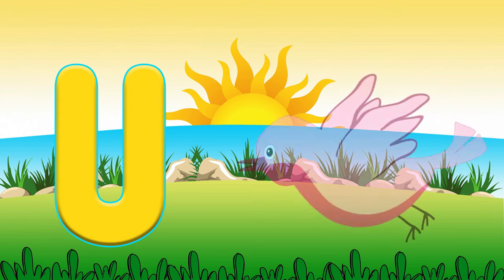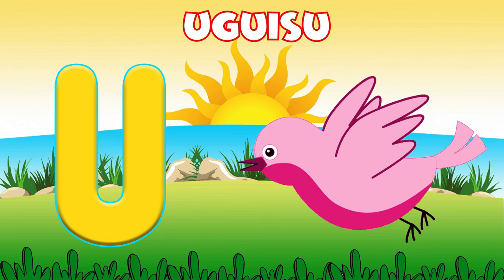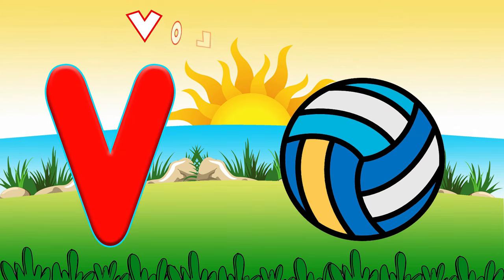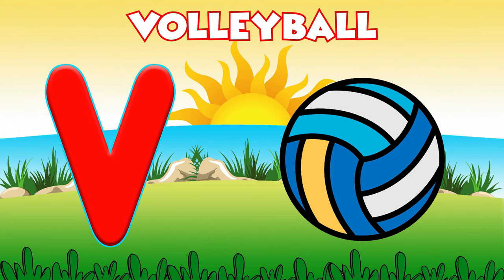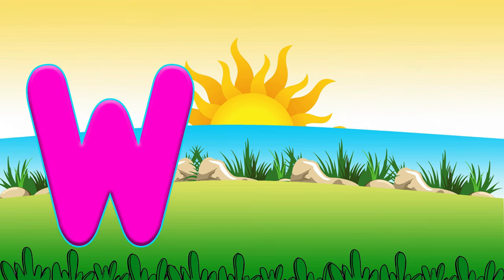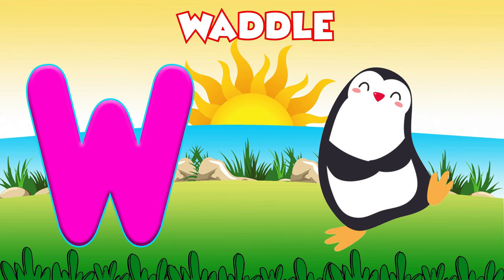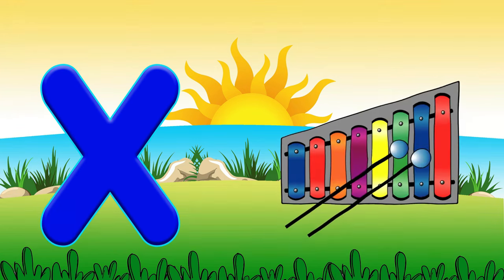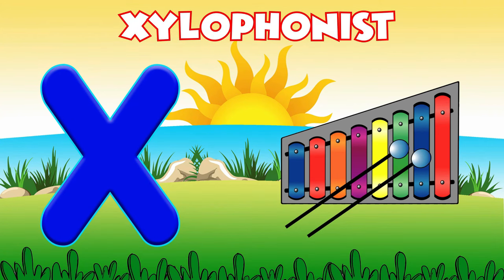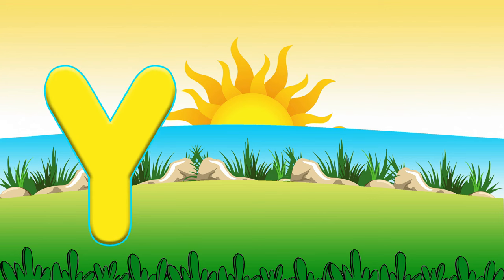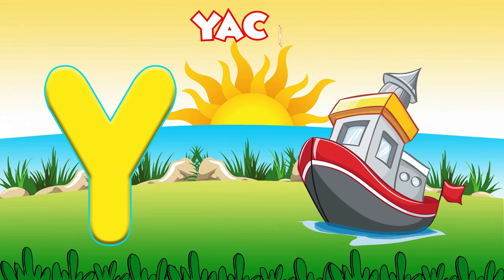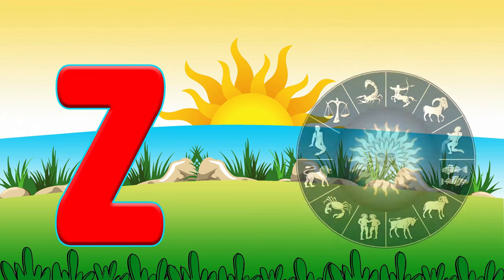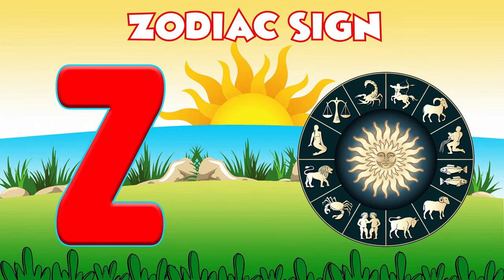U. U for uguiso. V. V for volleyball. W. W for weddell. Xylophonist. Y. Y for yacht. Z. Z for zodiac sign.